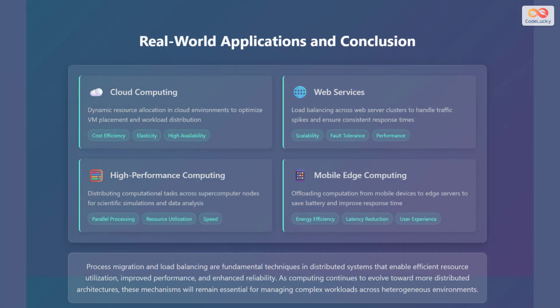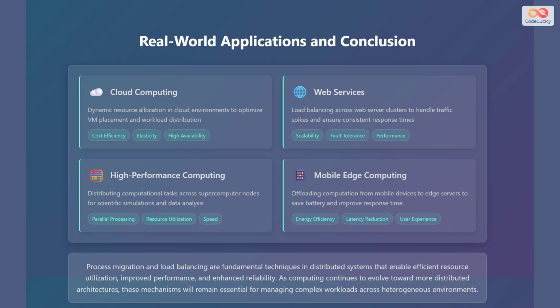Let's look at real-world applications of distributed process management. In cloud computing, it enables dynamic resource allocation to optimize VM placement and workload distribution, which leads to cost efficiency, elasticity, and high availability. For web services, it allows load balancing across web server clusters to handle traffic spikes and ensure consistent response times, providing scalability, fault tolerance, and improved performance.